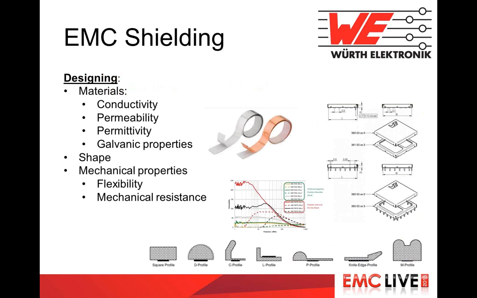By designing, we understand the selection of the proper materials. To choose the proper shielding materials, we have to take into account the electrical properties like conductivity, permeability, and permittivity, and take care that these properties are always frequency dependent. This is important to remember. Also the galvanic properties and the mechanical properties like flexibility and mechanical resistance are important when designing the shield. And last but not least, the shape. The shape must fit our device and sometimes also needs to look cool enough.